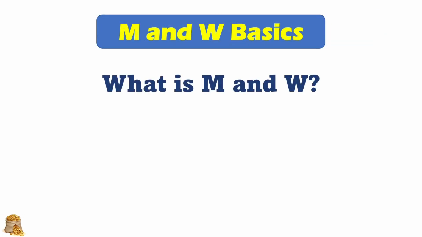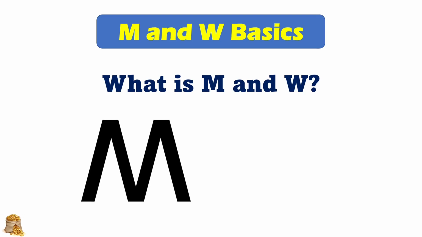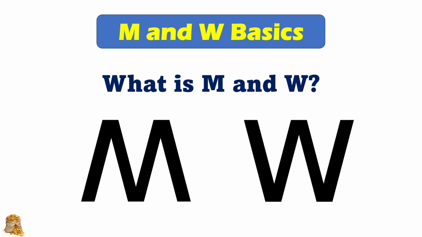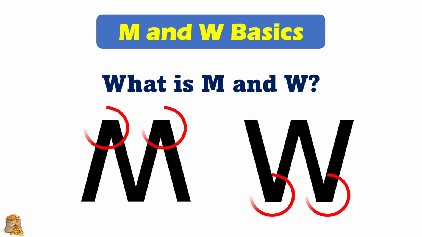What is double top and double bottom? Basically, at first look, you should be able to identify it is either M or W. Here, you should be able to see clearly there are two pushes up in the M and two pushes down in W.